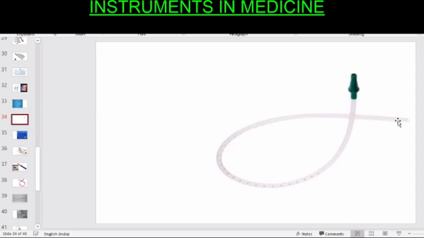It is a sterile, single use catheter. It has got multiple holes, and the other end is applied to the suction system.